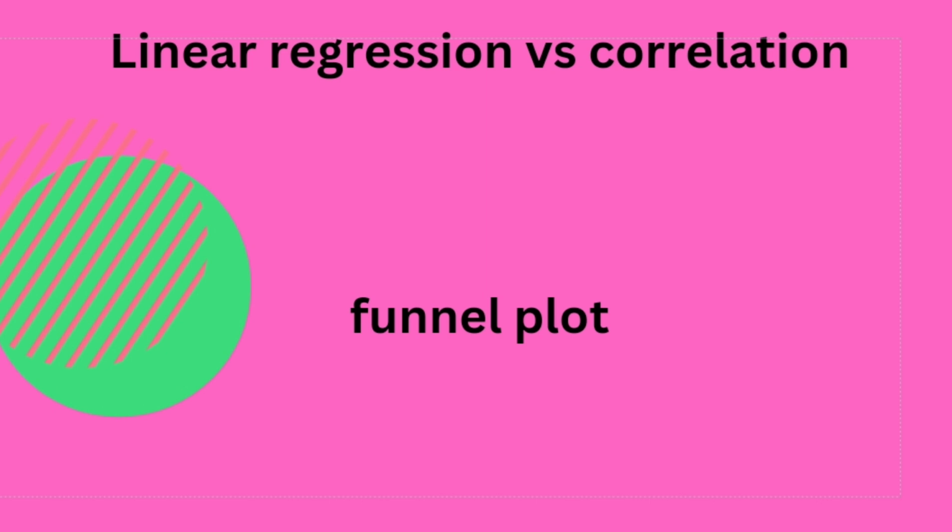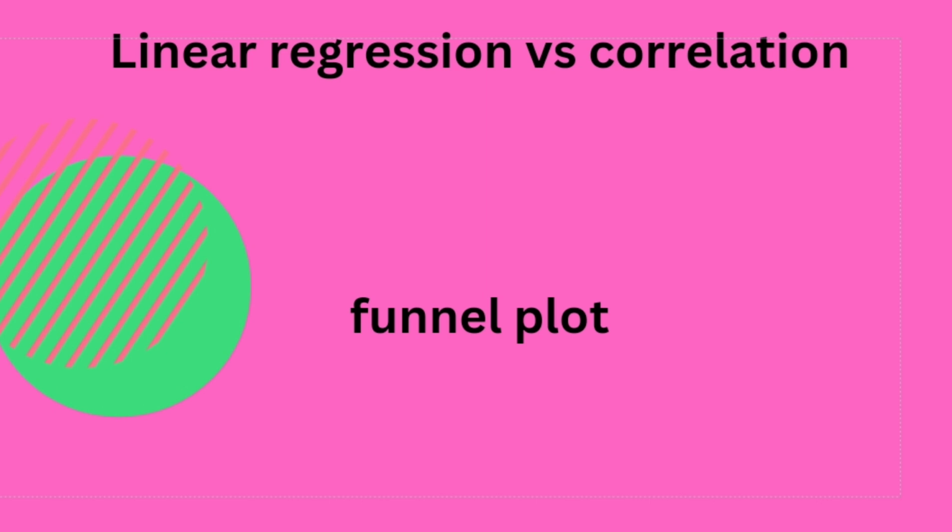Then linear correlation. For example, if we see a class in which students who got higher grades study more hours, then just by seeing the grades of a student, we can predict that this student must have read for more hours. Then after that is the funnel plot.